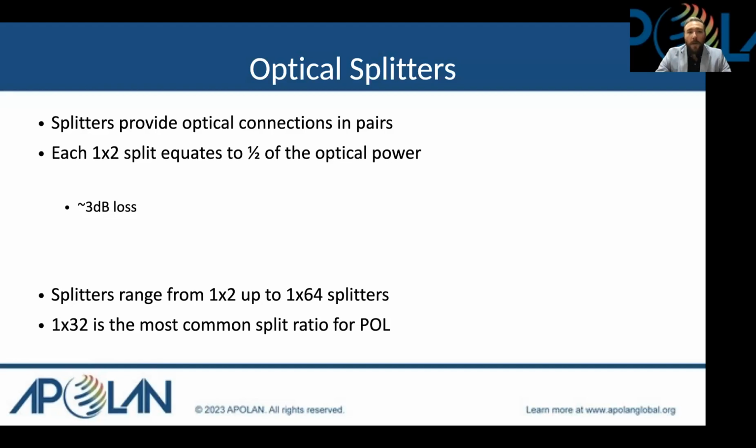They're splitting a single strand of single mode fiber. Each split equates to half of the optical power, which is 3 dB of loss. When we say 3 dB of loss, this is something that is required within the passive optical network system. Out of the OLT, the lasers are coming out at a plus 4, I believe, and we need to degrade that in order for our ONTs, which need to read between a -8 and a -28. Splitters range from 1/2 up to 1/64s. 1/32 is your most common split ratio.